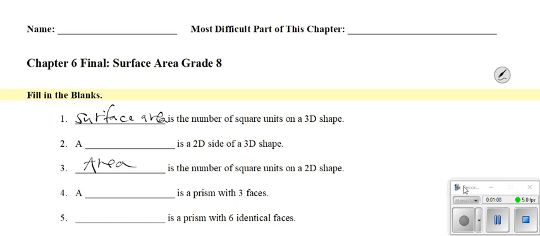Question 2 says a blank is a 2D side of a 3D shape. That is simply just a face. We call that a face. Sometimes when we're dealing with prisms, people say side, but side technically isn't right. It's called a face.